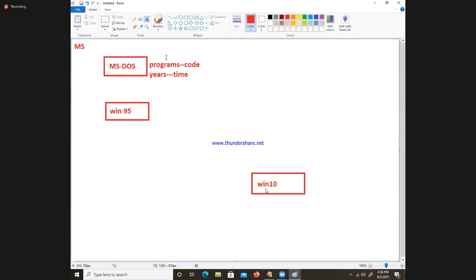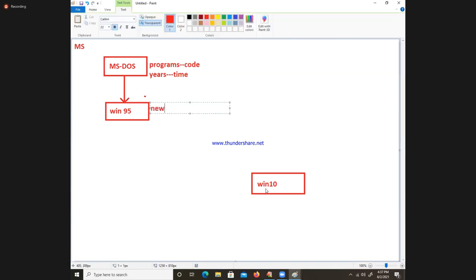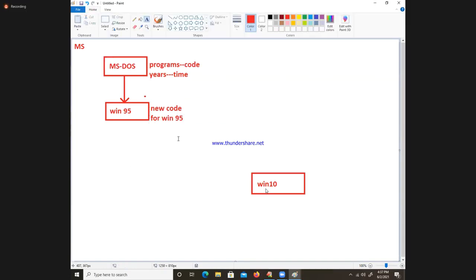No, sir. What they are doing? They are reusing the code which they developed already. They are saving the time of what they did already. So they are reusing the predefined code. Plus, they added new code only, new code for Windows 95. So they applied inheritance.